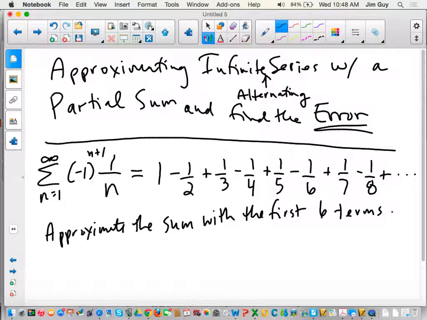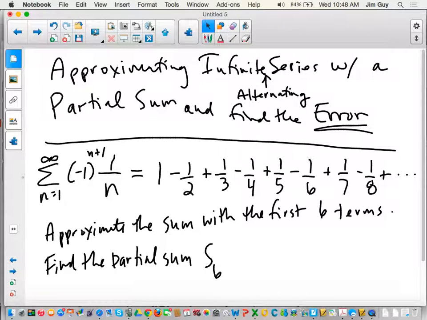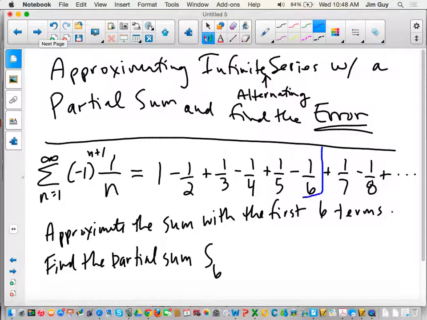Or they might say to you, find the partial sum S sub 6. Means the same thing. It's telling you how many terms to add up. Those are different ways they can say it. So, 1, 2, 3, 4, 5, 6 terms.